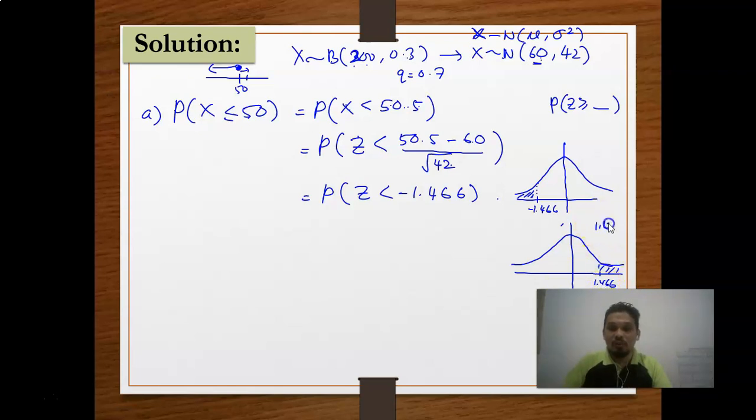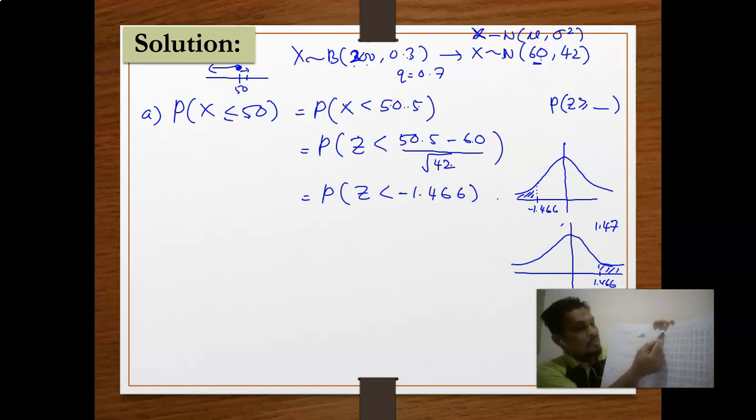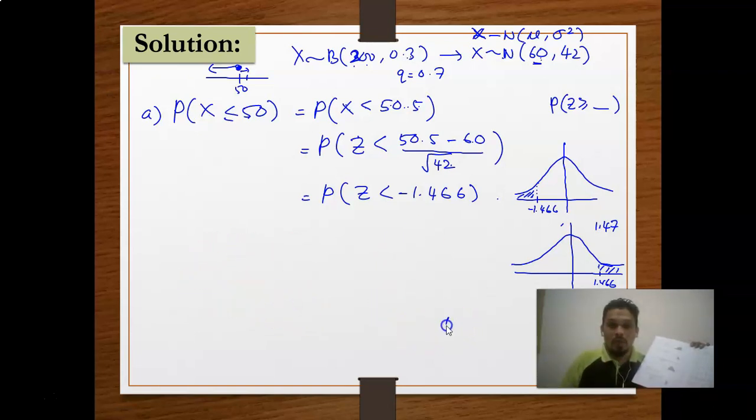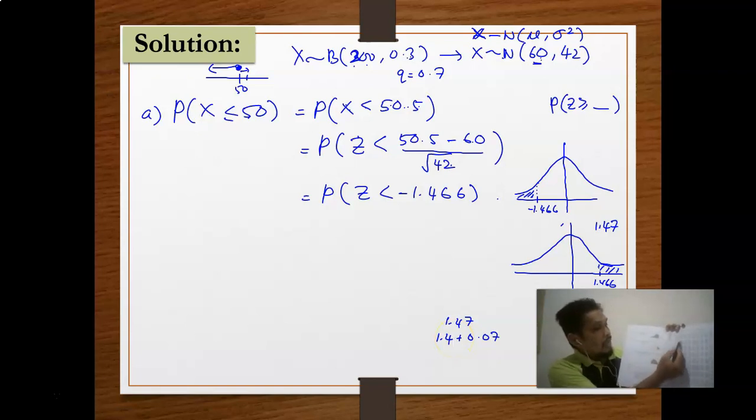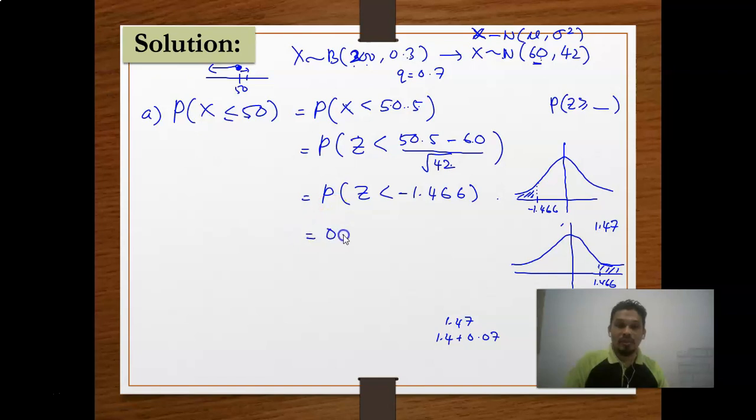So this is 1.47. Okay, let's find out now. Find from z here till you reach 1.4, and then 1.4 plus 0.07. So we find z 1.4, and find the result of 0.07 from here. The intersection between these two is 0.0708. There you go.